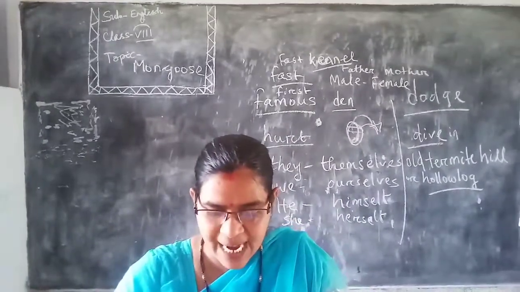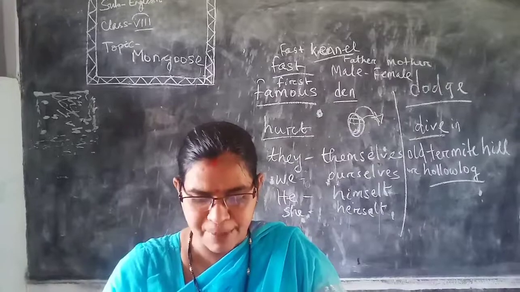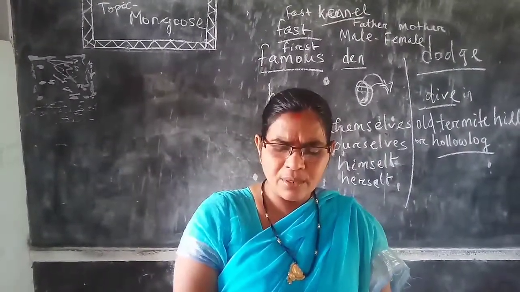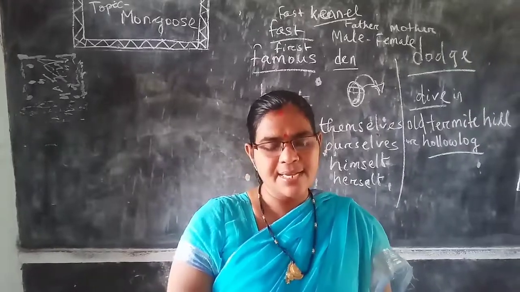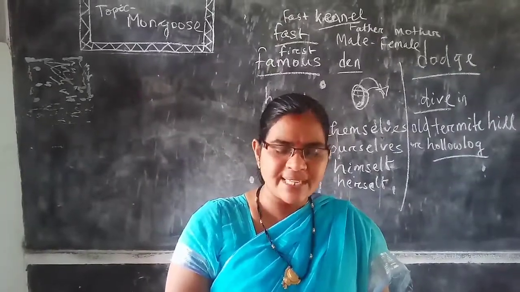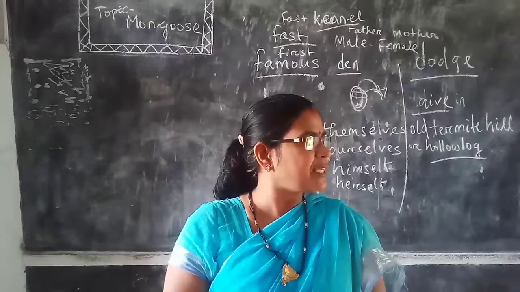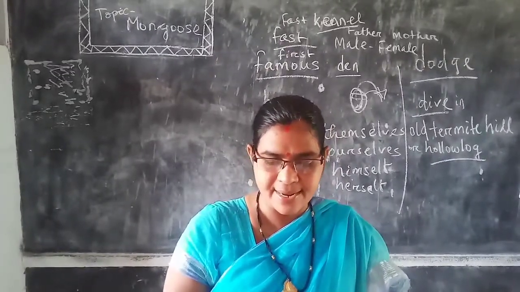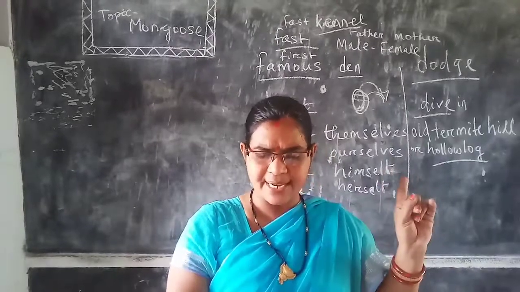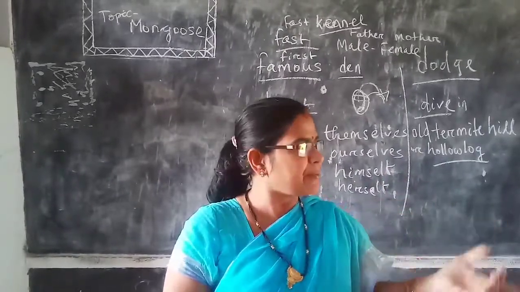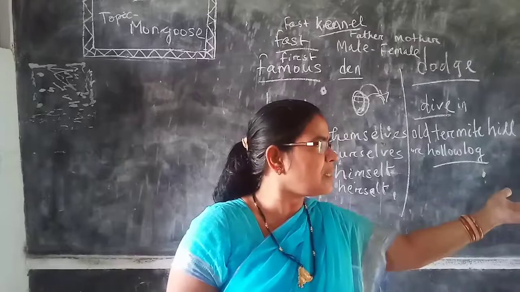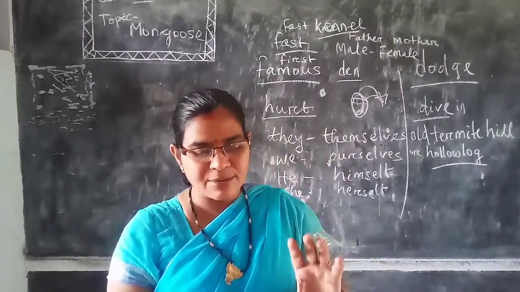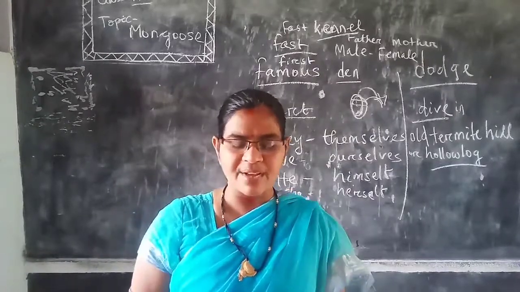When most of the adults are out looking for food. So who are going for collecting food? The adults are. In your home, your father is going for earning money, your mother is cooking food in the kitchen. Am I right? So adults are out looking for food. Out means outside the home. Like this, the adult mongooses are looking for food.